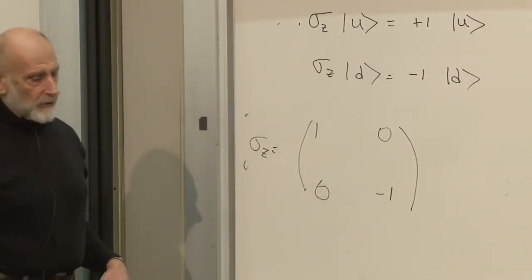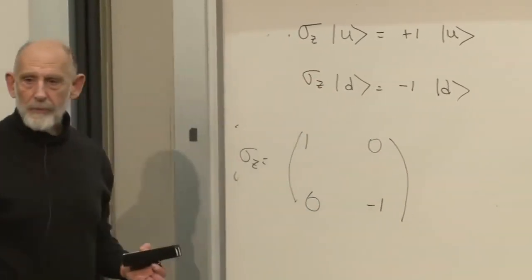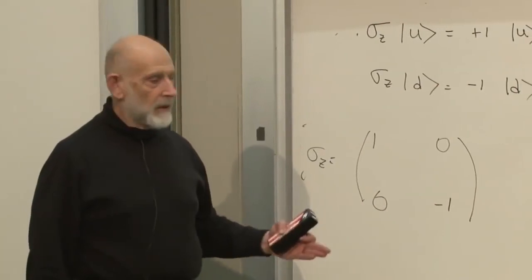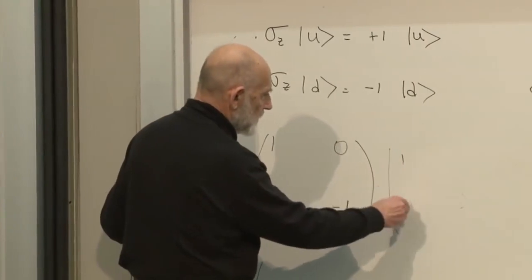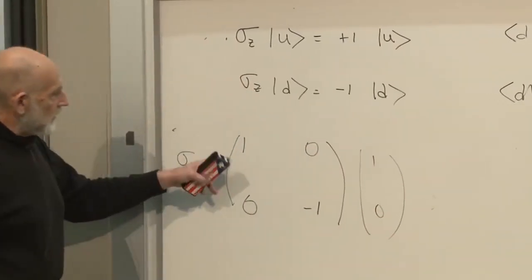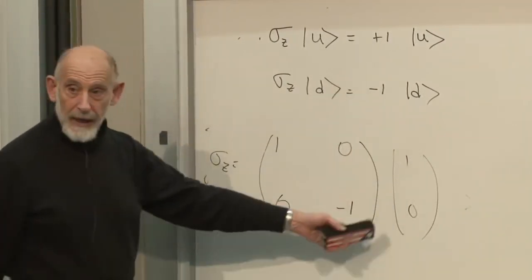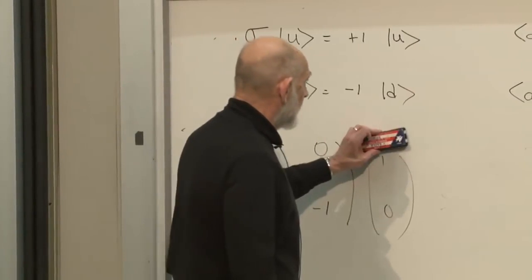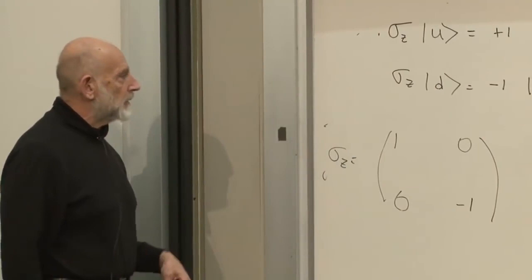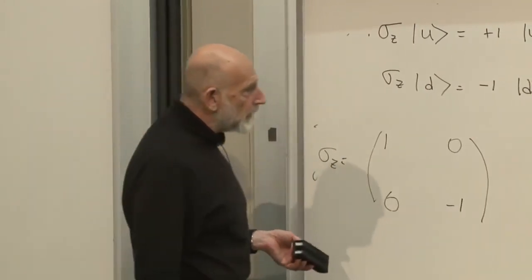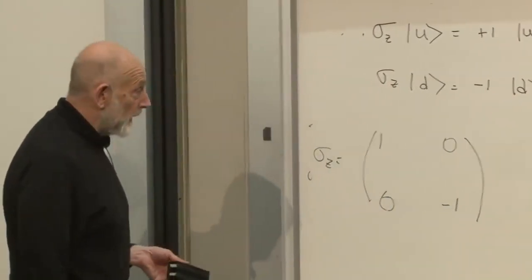When it acts on a column vector, in particular, what is the column vector that's associated with up? It's just a 1 in the top and a 0 in the bottom. All right, so let's just try this. 1, 0. What do we get? 1 times 1 is 1. 0 times 0, 0. We just get the same vector back. That's good. Same thing. It's guaranteed that the eigenvectors are what they're supposed to be, namely just up and down, and that the eigenvalues are +1 and -1 in the right way.